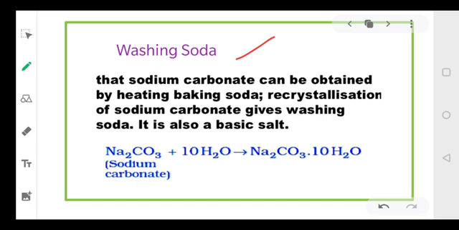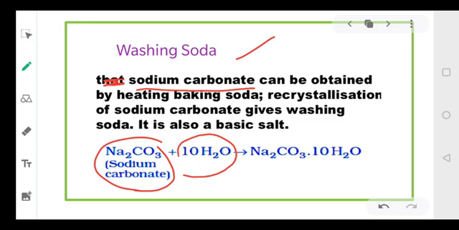Next salt that we have is washing soda. This washing soda is called sodium carbonate. And how do we prepare it? We take sodium carbonate and add 10 molecules of water, and it is converted into washing soda. 10 molecules of water have been added, and this formula will become Na2CO3.10H2O.